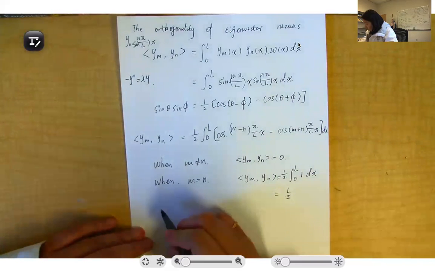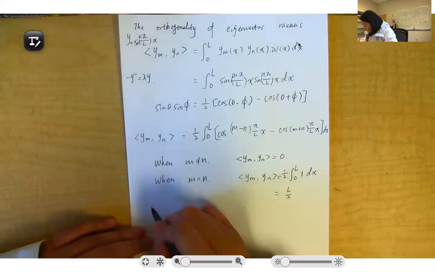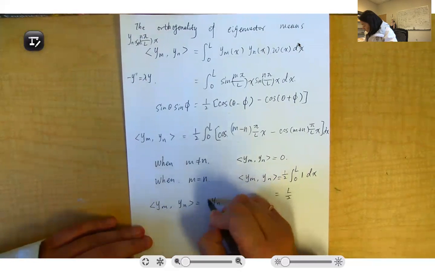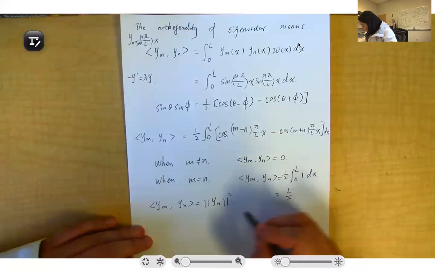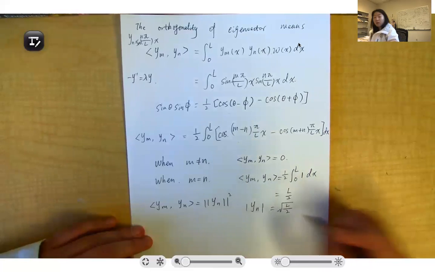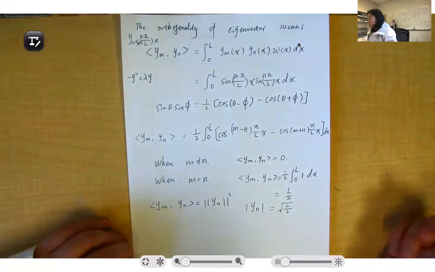Then you also know that this is basically equal to the square of the norm of yn. That means the magnitude of yn will be the root of L over 2.